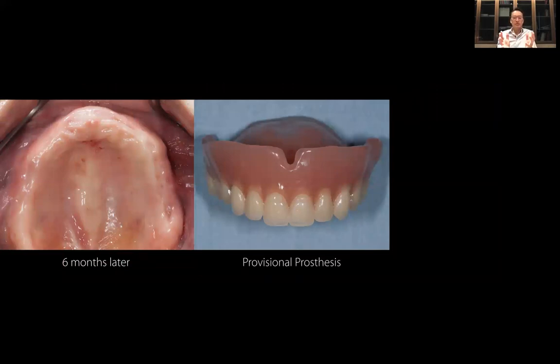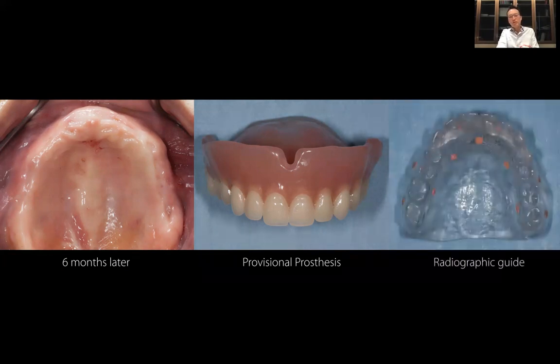A very important function of this provisional prosthesis is that we use it to verify the patient's aesthetics, her function, and also her phonetics. And when everything is satisfactory, then I made a duplicate of this provisional prosthesis into a radiographic guide. And this radiographic guide would have at least 10 of these gutta percha indicators.